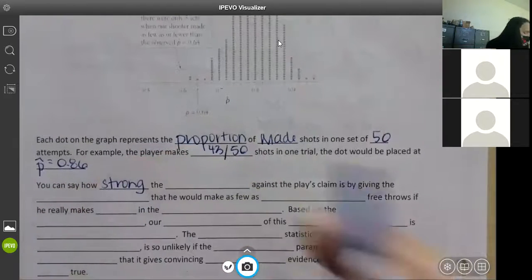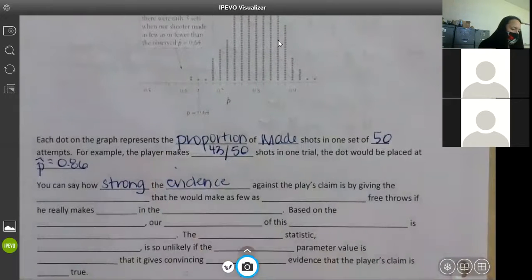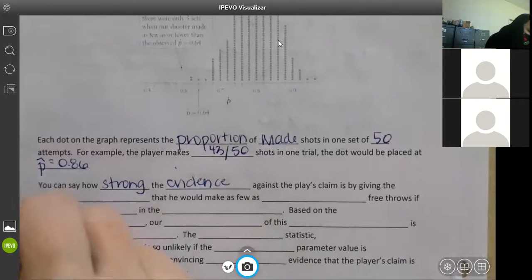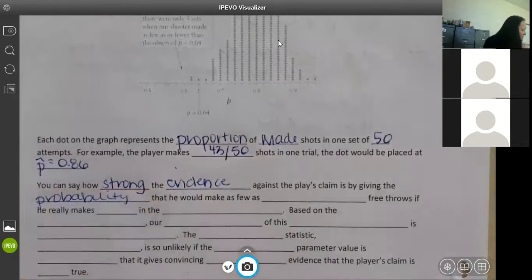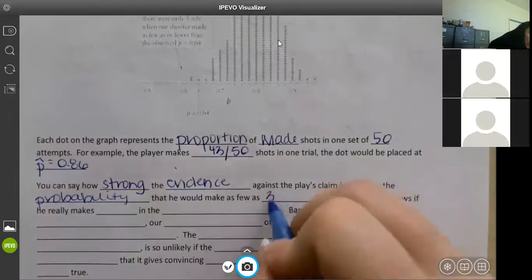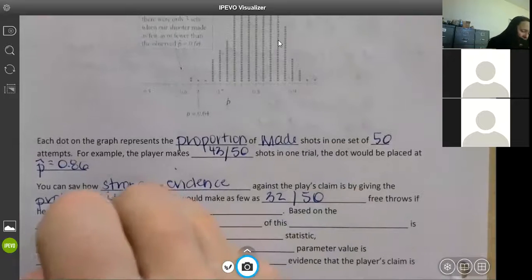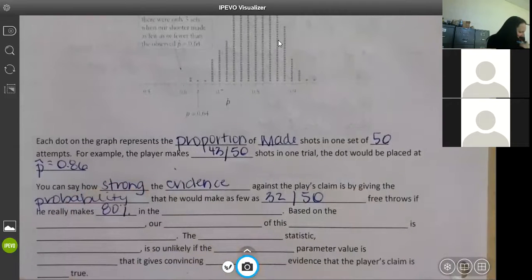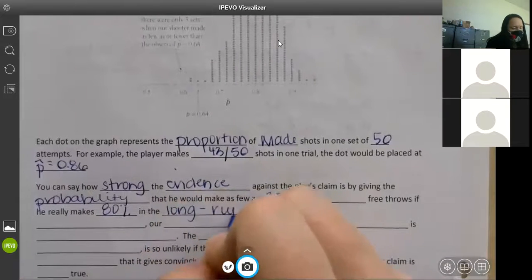You can say how strong the evidence against a player's claim is by giving the probability that he would make as few as 32 out of 50 free throws if he really makes 80% in the long run.